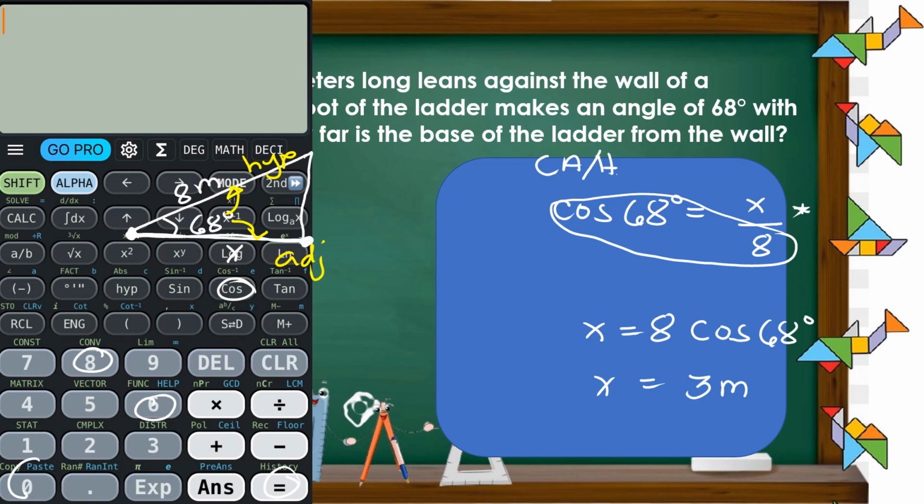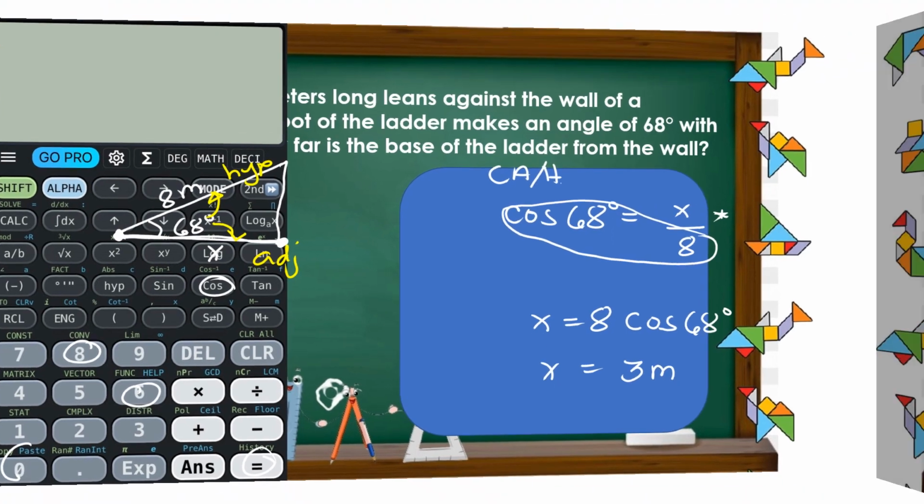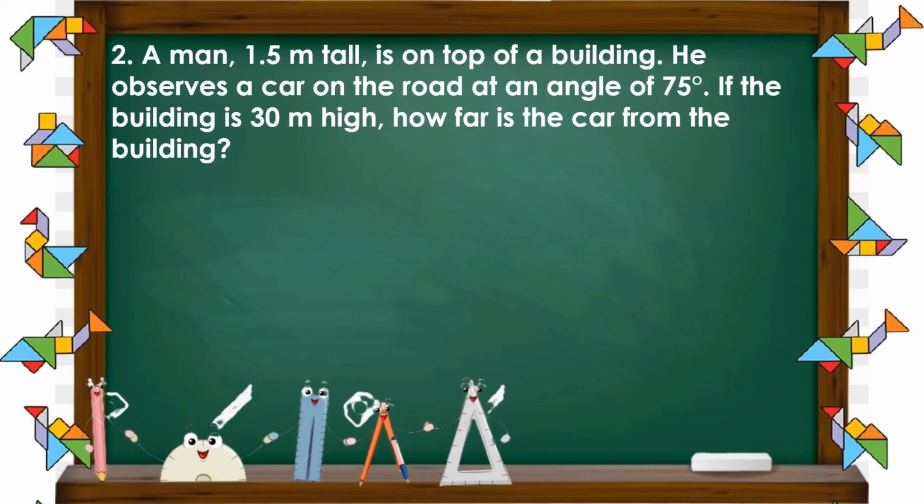So let's illustrate the next one. We have number 2. Again, I'm just going to illustrate. It's for you to answer. So we have a man 1.5 meters tall on top of a building. He observes a car on the road at an angle of 75 degrees. If the building is 30 meters high, how far is the car from the building?